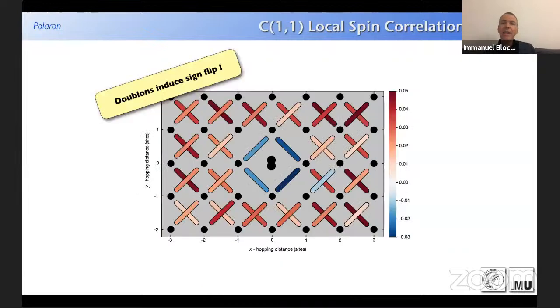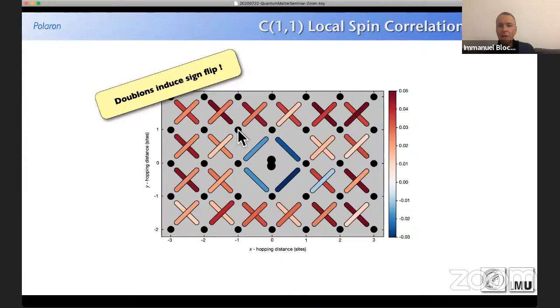This is even more striking if you look at diagonal correlators. The diagonal correlators would of course be ferromagnetic in the undoped system, but if you look around the doublon, they actually completely change sign.